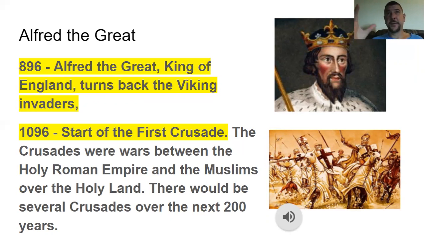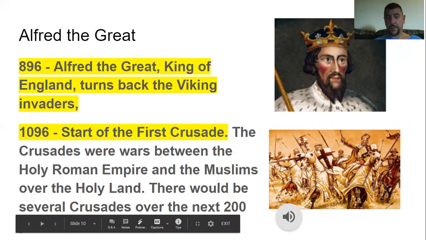Whose land is this? Over the Holy Land. The Holy Land was over in Islam. It was over in the Islamic land, or Muslim land, and that went on for a couple of hundred years, this battle. We'll go over some of the Crusades, what they were fighting over, and everything in this unit.